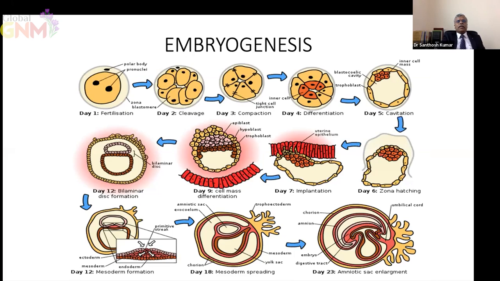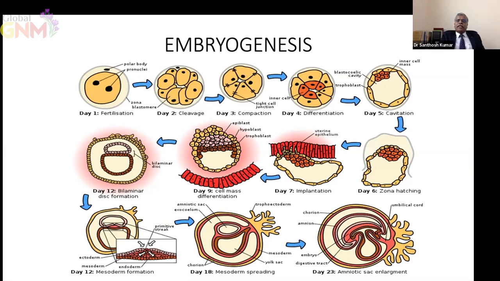From this blastomere, it goes to the third day. These 16 cells are called morula because of its mulberry-like appearance. And it enters the uterine cavity on the third day, where all the cells look the same. Now, this has been differentiated into inner cell and trophoblast. You see, this is the inner cell, and it divides into trophoblast on the fourth day of the fertilization.